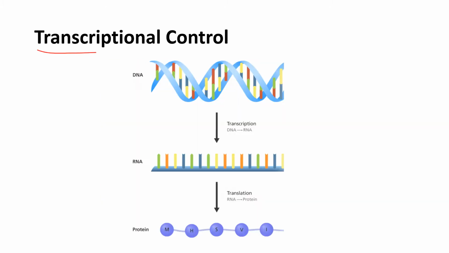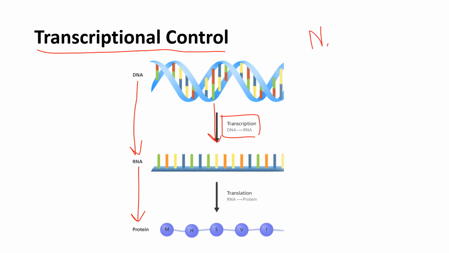Operons are involved in transcriptional control. So remember, in the process of gene expression, DNA is copied into RNA, and then that RNA is used to make the corresponding protein. Transcription is that first stage, where the DNA is copied into RNA. And so the operon is actually going to exert negative control on transcription.